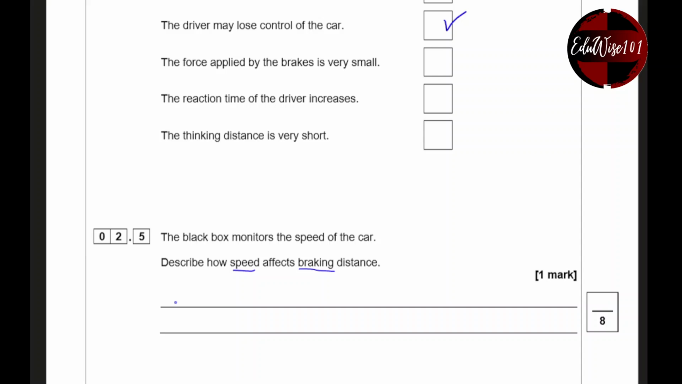So we can describe that as: as speed increases, the braking distance would also increase. That brings us to the end of question number 2, and I will see you in question number 3.